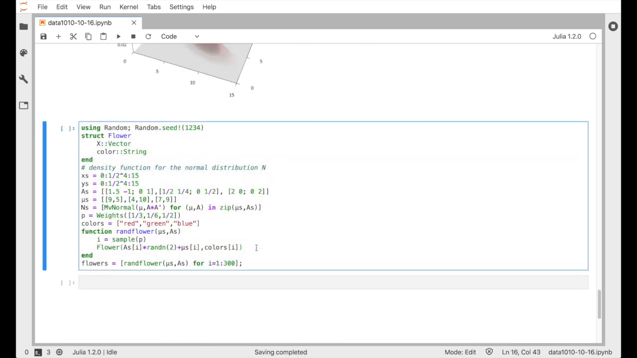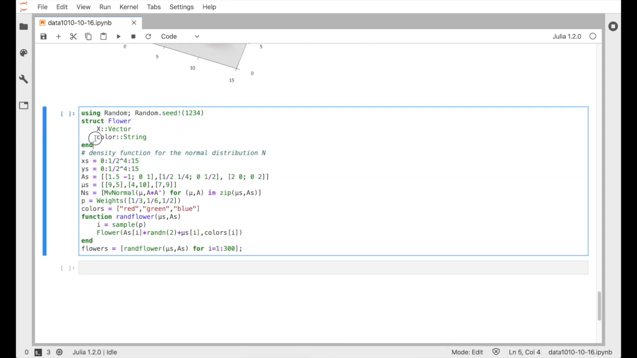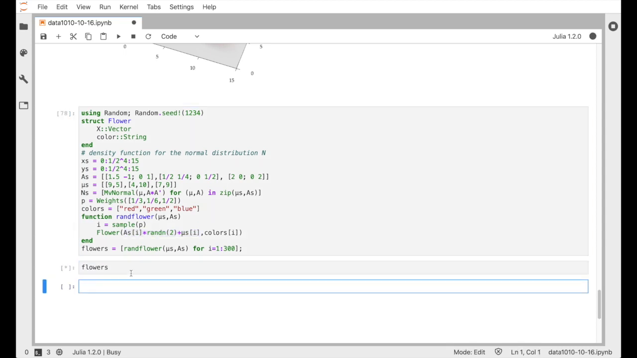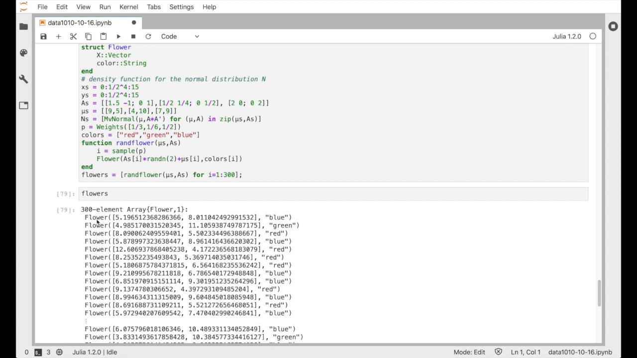So we begin by randomly sampling our flowers. We'll do this in kind of a fun way where we make a struct for a flower. So it's going to contain a vector, which is the feature, as well as a color, which is the label, and we'll encode the color as a string, just red or green or blue. So the rand flower function chooses the color based on this weight vector, and then you make a flower which has as its feature vector the corresponding A z plus mu value, and then the selected color. So if we look at our flowers here, it's just a 300 element list, and each one is a flower object with a particular feature vector as well as a label.